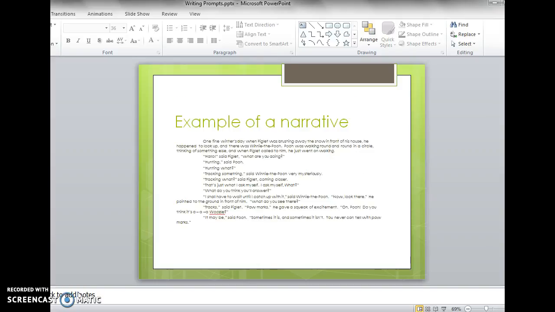Here's an example of a narrative. Notice where the writer has indented. I'll read it to you since it's probably kind of hard to see.